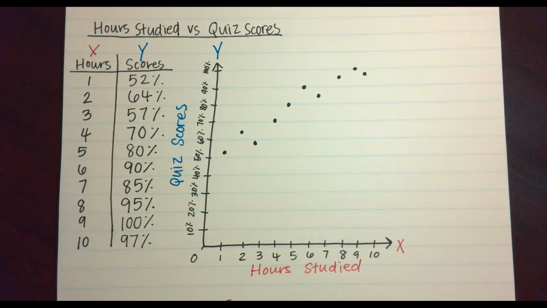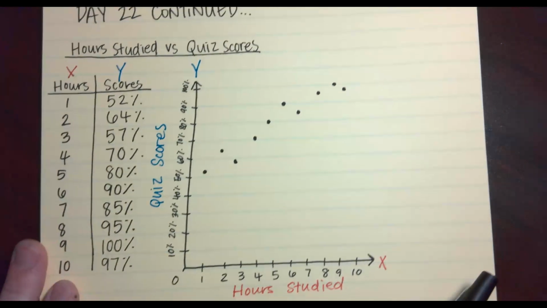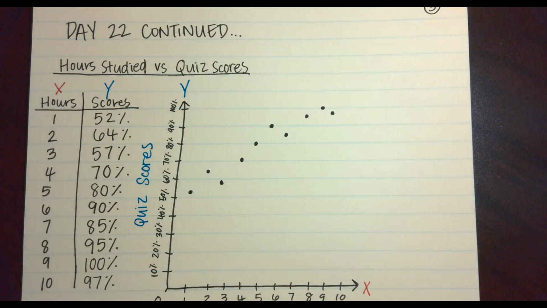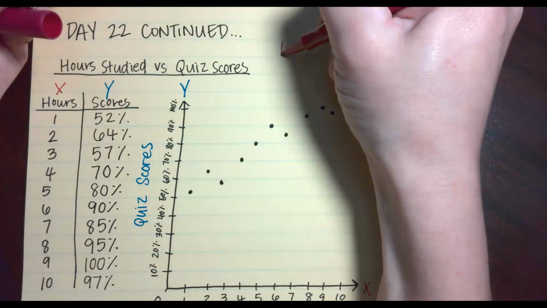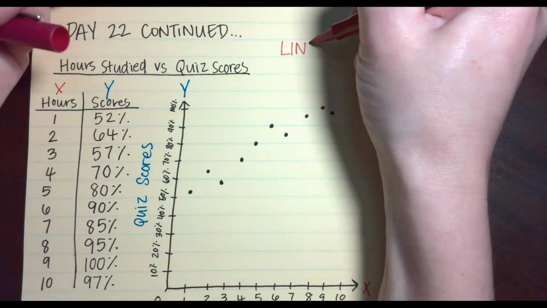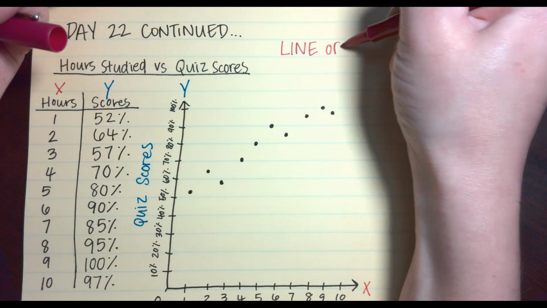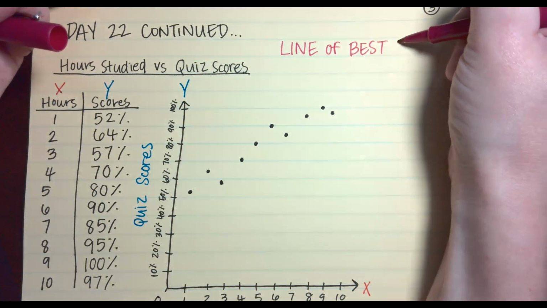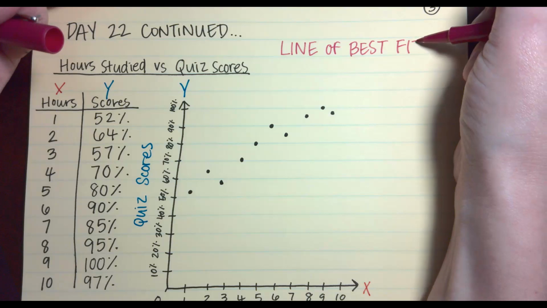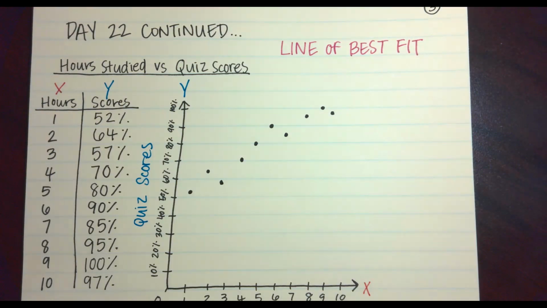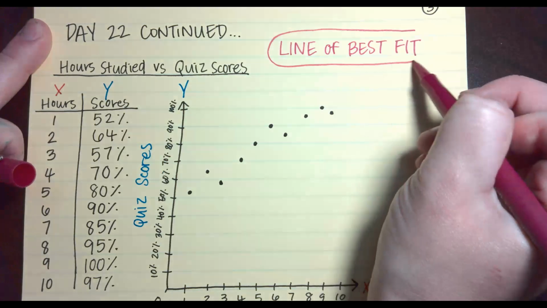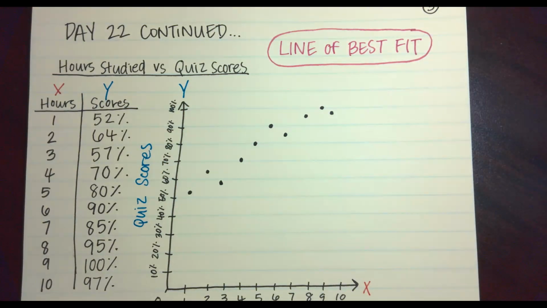line of best fit. So what I'm going to have you do now is write off to the side "line of best fit." And I'm going to circle it, and I'm going to point to it once I draw it.